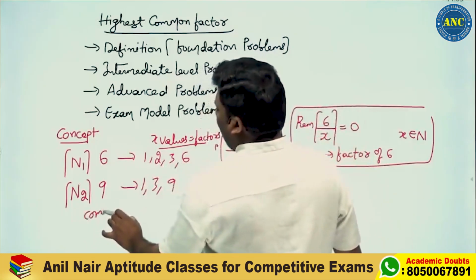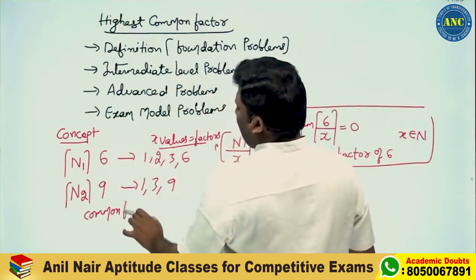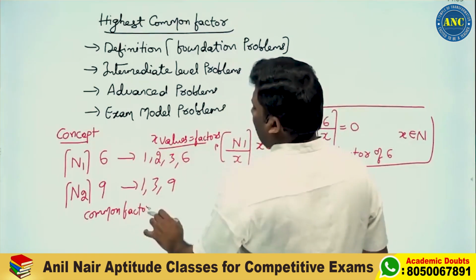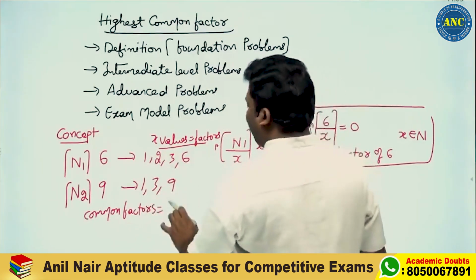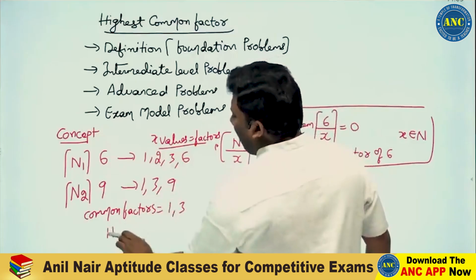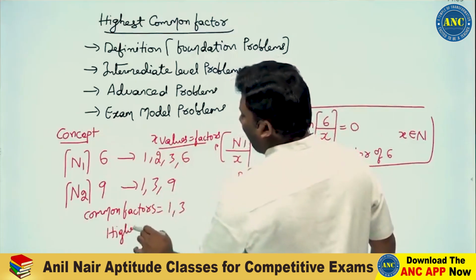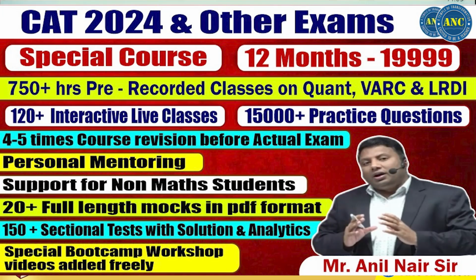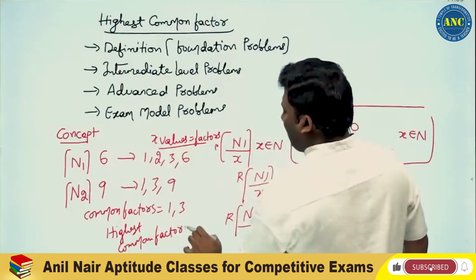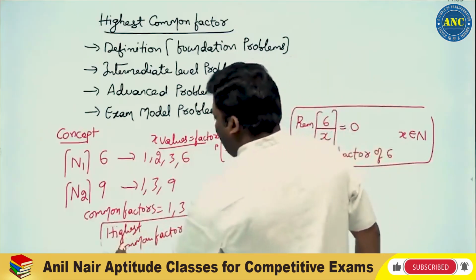Let us take the common factors. Common factors are 1 and 3. I want the highest common factor. Highest common factor among 1 and 3 is 3. This is the traditional definition of HCF.